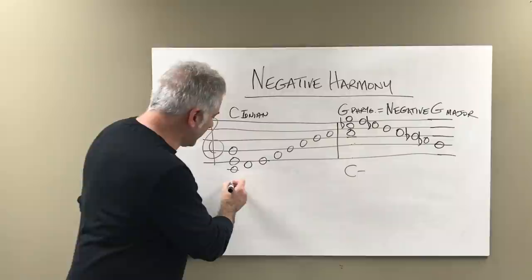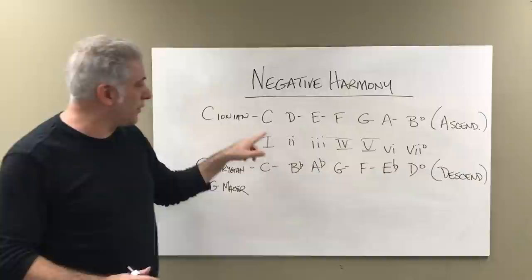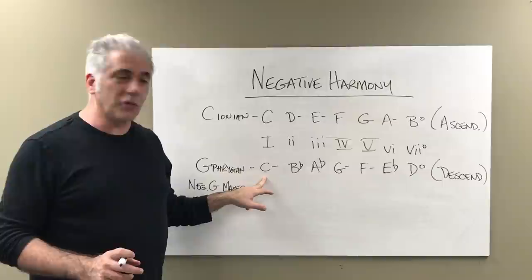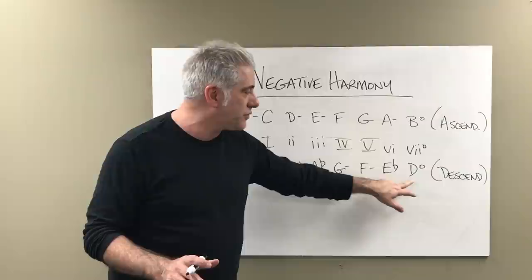But I'm going to start here and move descending through all the chords of G Phrygian, like this. So we have C Ionian here. Here's all the chords. So C major, D minor, E minor, F major, G major, A minor, B diminished, ascending. And we have G Phrygian descending, but I begin on the C minor chord. Okay, so these are all the chords of G Phrygian, but descending from C. So C minor, B flat major, A flat major, G minor, F minor, E flat major, D diminished.